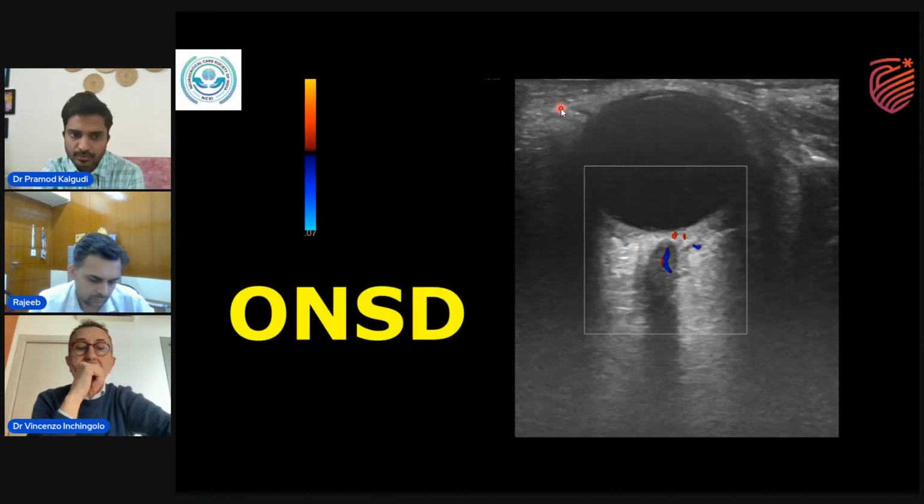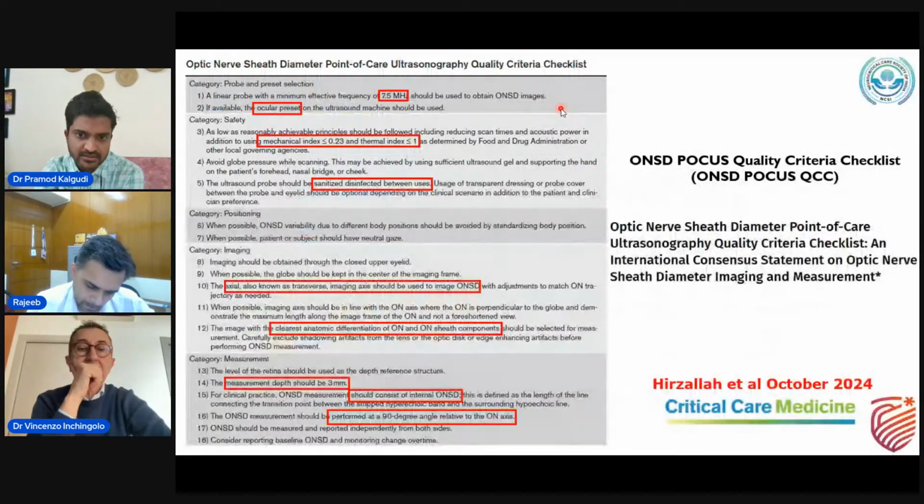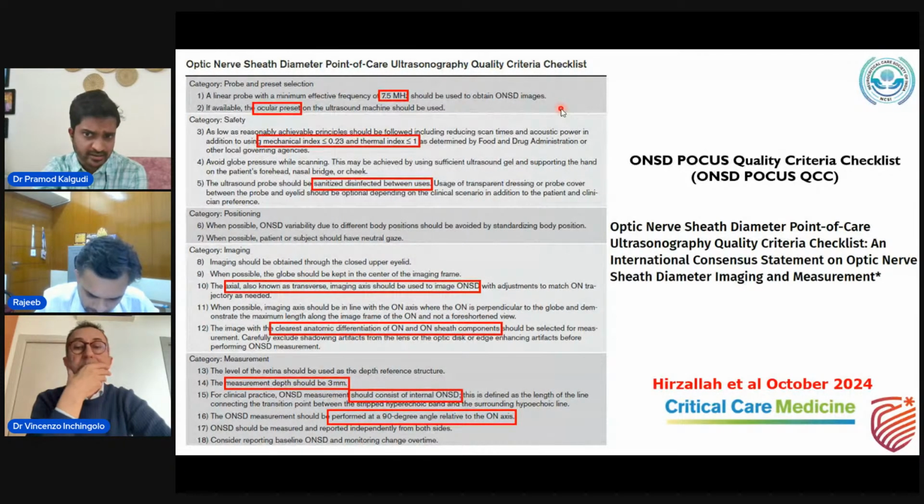Let's speak about optic nerve sheath diameter. How do we measure an optic nerve sheath diameter? These are the latest guidelines, the POCUS QCC, that is the ONSD POCUS Quality Criteria Checklist, released in October 2024. It gives a brief elaboration of a checklist, what to use and how to measure an ONSD.